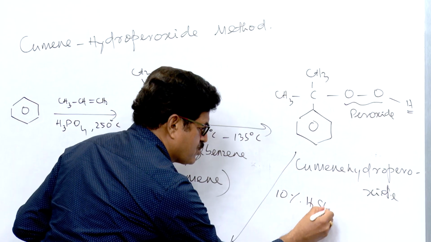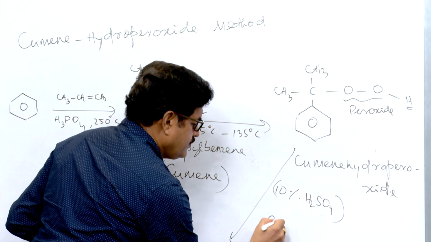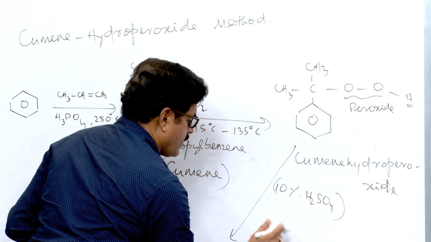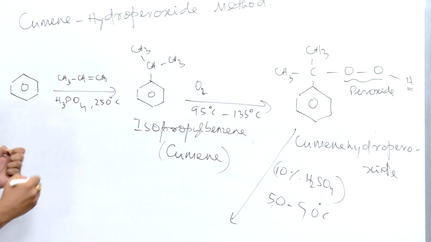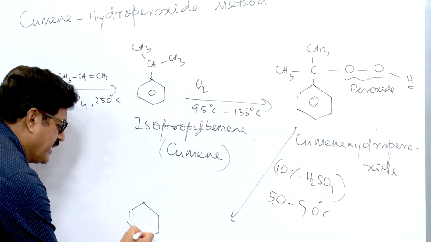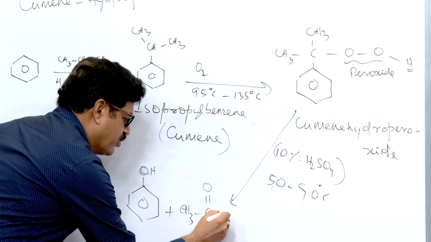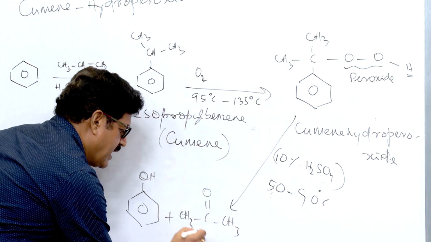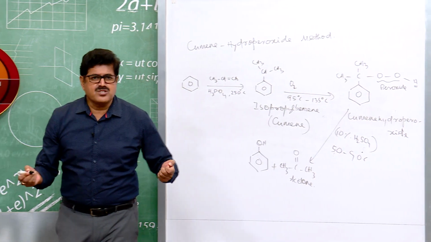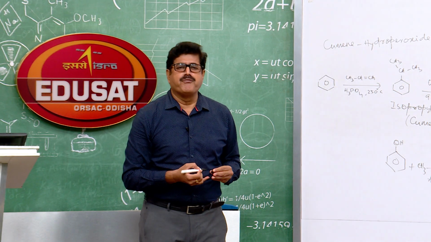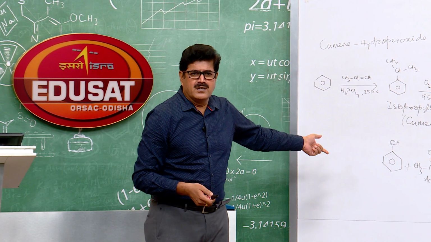This cumene hydroperoxide, when heated with 10% dilute sulfuric acid, H2SO4, in the temperature range 50 to 90 degrees centigrade, gives phenol and an important byproduct, acetone. So, nowadays, this is the industrial method of preparation of phenol. On a large scale, phenol is prepared by this method nowadays.